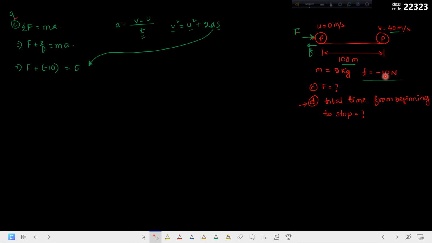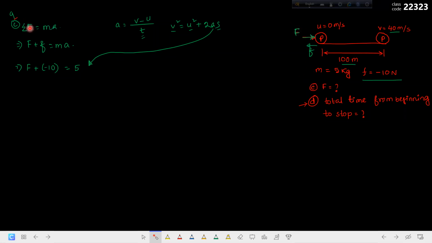But we have considered it as minus 10. In the question, the minus is not given. But here we have to mention it as minus 10 Newton, because we are considering the direction of capital F to be positive. So whatever force will be applied in the opposite direction will be negative, right? So now we have been asked to find out what is F equal to. That means the force capital F that we are applying, how much is it?